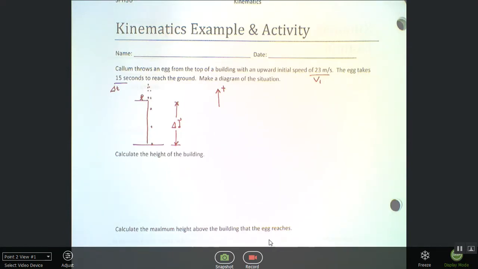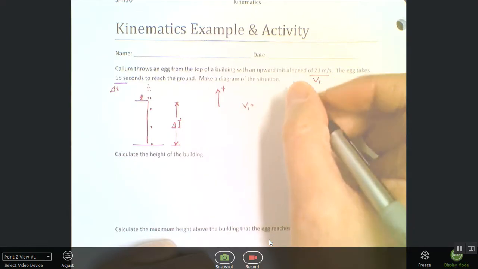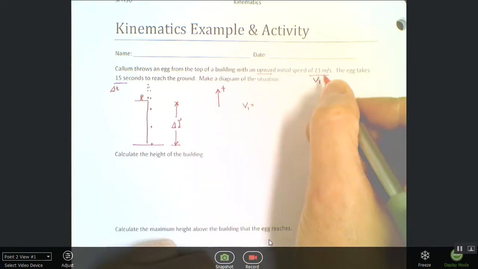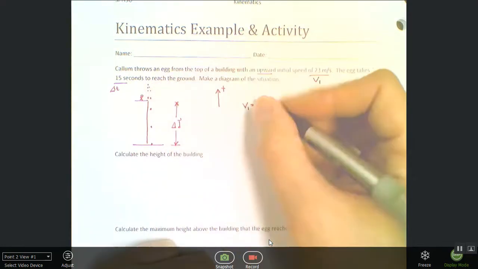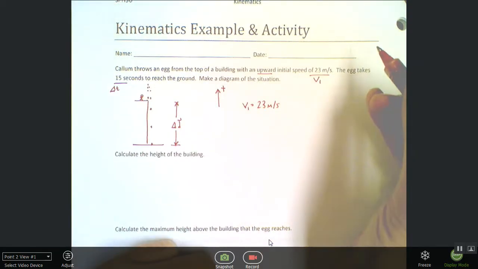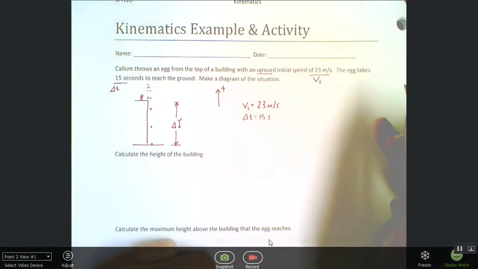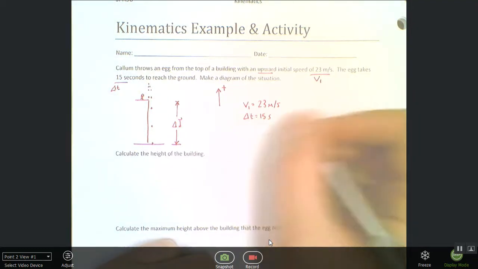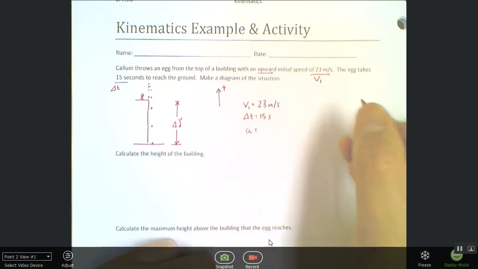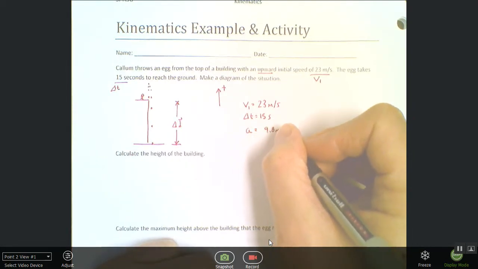We'll see what the consequences of making that positive are. To start out with, what we first need to look at is, if we make up positive, what is our value of v1, the initial speed? Well, it says that it's thrown upwards at 23 meters per second. Upwards is this way, so it's going to be positive 23 meters per second, because that's in the positive direction. It says it takes 15 seconds to reach the ground. That's just time, so the sign doesn't matter. The only other thing we know is that since this is an object in free fall, the acceleration is going to be 9.8 meters per second squared.